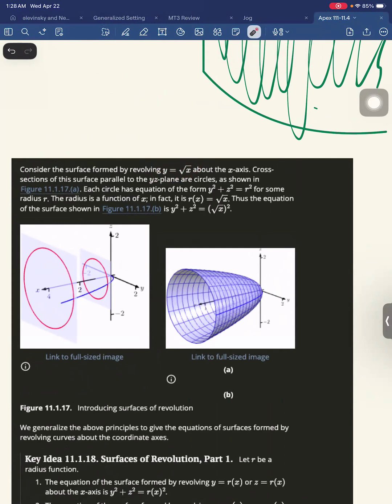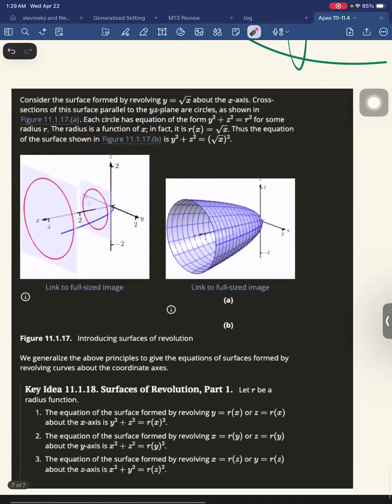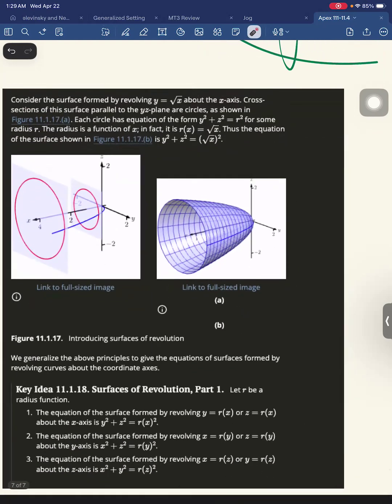The equation of the surface is, for example, say you are revolving y equals square root x. What is the equation of the surface? The surface equation is y squared plus z squared equals the function squared. Now, instead of a function on the xy plane, you might have a function on the xz plane, or a function on the yz plane. Even then the similar formula holds, but x would be y and y would be z.